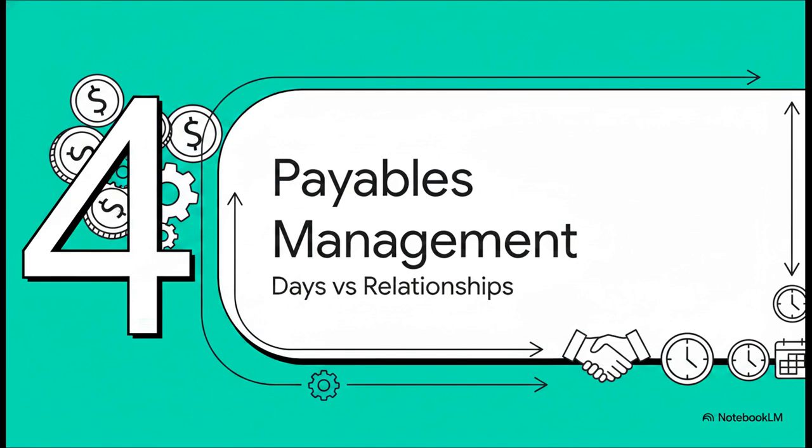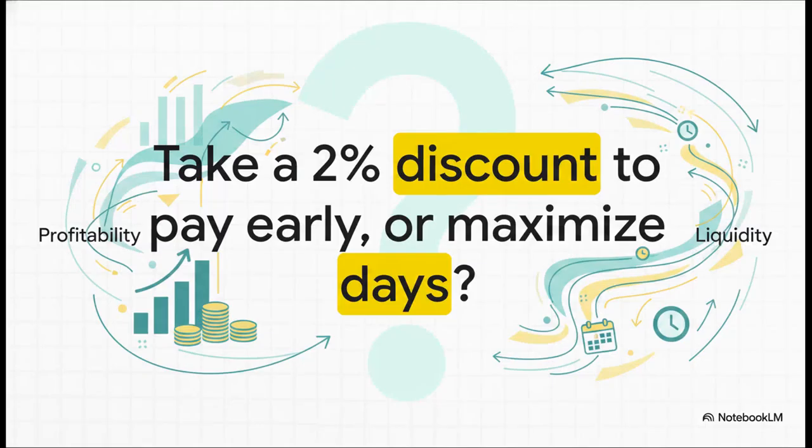Okay, on to Section 4, optimizing payables management. Maximizing days versus supplier relationships. Here is a highly practical question that trips up a surprisingly large number of businesses. If a supplier offers you a 2% discount to pay your invoice in 10 days instead of your usual 30 days, should you actually take it? I mean, is giving up 20 days of sweet, sweet liquidity really worth a 2% discount?